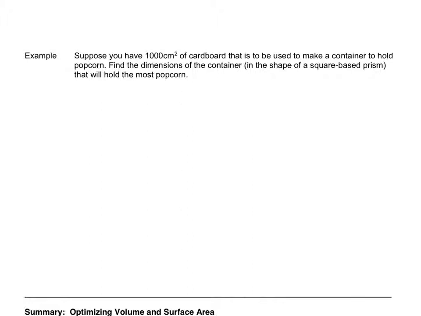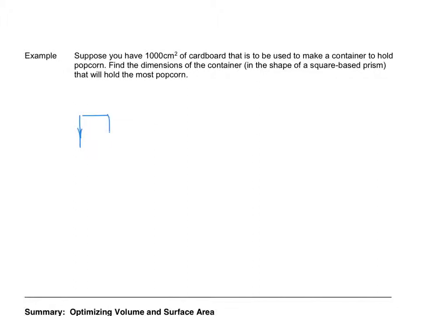Okay, so once again, now it says, suppose you have 1,000 centimeters squared of cardboard, and we're going to use that to make a container to hold popcorn. Find the dimensions of the container, which has to be in the shape of a square-based prism, okay, that will hold the most popcorn. So we have a fixed amount of cardboard. We're trying to maximize the volume. So once again, then, our shape needs to be a cube.